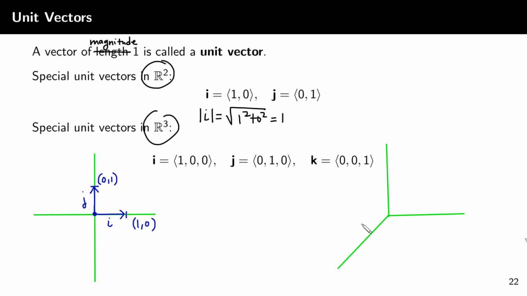Okay. So, yung I. So, andito yung point na 1, 0, 0. Andito naman yung point na 0, 1, 0. At andito yung point na 0, 0, 1. Okay. So, therefore, ito yung vector I. Ito naman yung vector J. Mahirap mag-drawing ng straight na line. Ayan. Ito yung J. Ito naman yung vector K. Okay. So, these are the special unit vectors in R3.